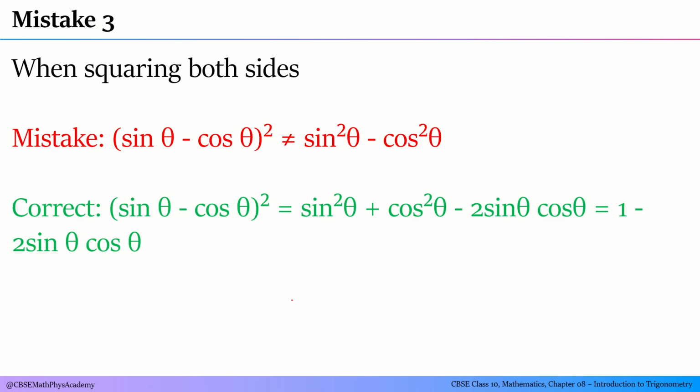Then, when squaring both sides, for example, take the a minus b whole square formula. You should not think that sine theta minus cos theta whole square is equal to sine square theta minus cos square theta. No, it is actually sine square theta plus cos square theta minus 2 sine theta into cos theta. These are the mistakes which have happened in the past with some of the students, which I am trying to highlight. Again, sine square plus cos square theta becomes 1, and so what you are left with is 1 minus 2 sine theta into cos theta, which is the right value, and not sine square theta minus cos square theta.